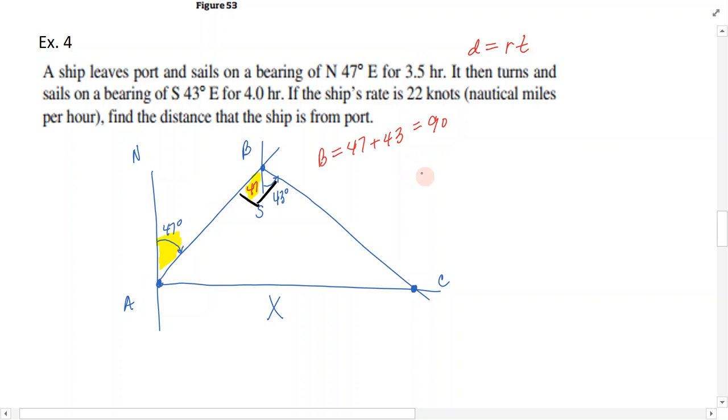So let's do a little math here. I know that if I travel from the port to my turning point, I've traveled for 3.5 hours at 22 knots. It says the ship's rate is 22 knots. So 3.5 times 22 is going to be 77. So the distance would be 77 kilometers. Whoops, so from A to B is 77 nautical miles, not kilometers, miles.